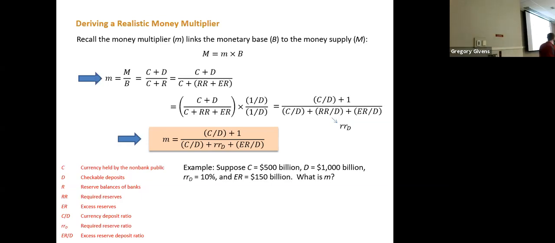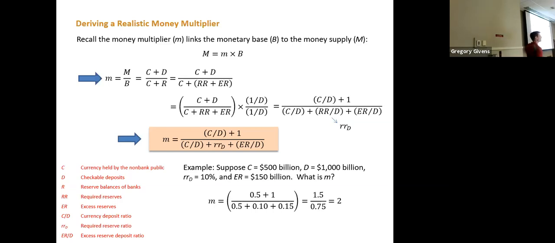Sure you can. Just take these values and compute these various ratios, right? What is the currency to deposit ratio? It's 500 over 1,000. The required reserve ratio is just 0.1. The excess reserve to deposit ratio is 150 over 1,000, 0.15. And so the money multiplier, if you just add those up, is 1.5 over 0.75, or 2.